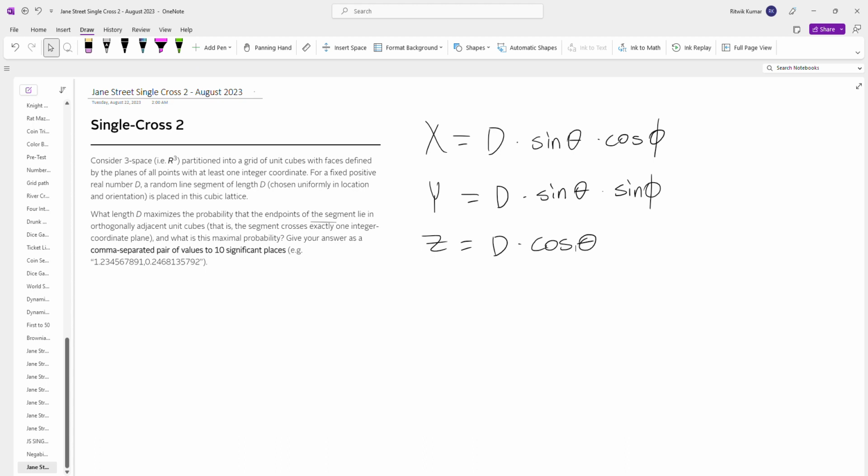Okay, so another thing we need to consider is that we're looking at a cubic lattice, so in this space there's a symmetry about it, so we can restrict our theta from 0 to pi by 2 because this is just the top of the hemisphere, and then we can restrict phi from 0 to also pi by 2 because that's just the first quadrant. And now, because of the symmetry, we only need to consider one of the cases.